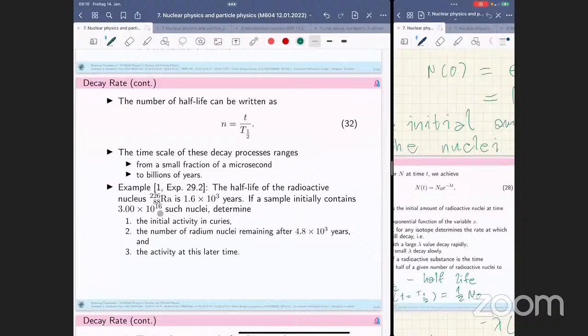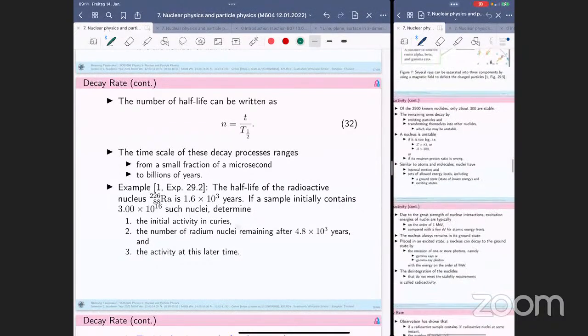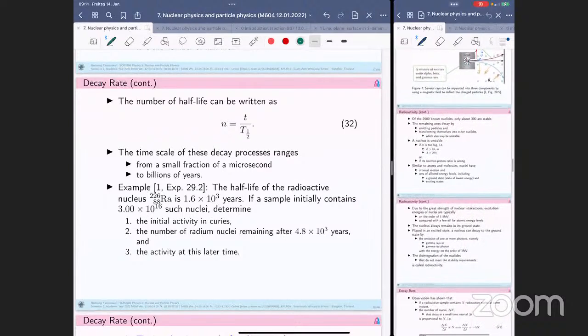It's 30,000 million nuclei, very, very large, right? Such nuclei determine the initial activity in Curies. So the Curie is a special one, right? The basic one is the becquerel, the unit from Henri Becquerel.